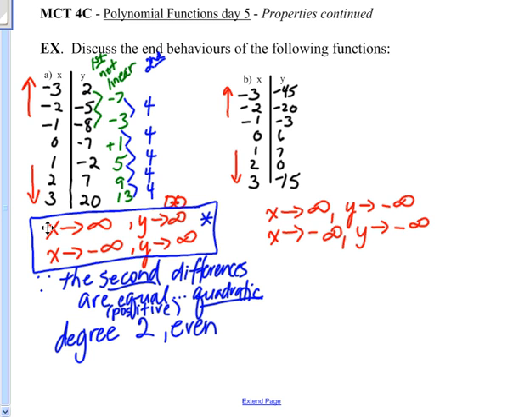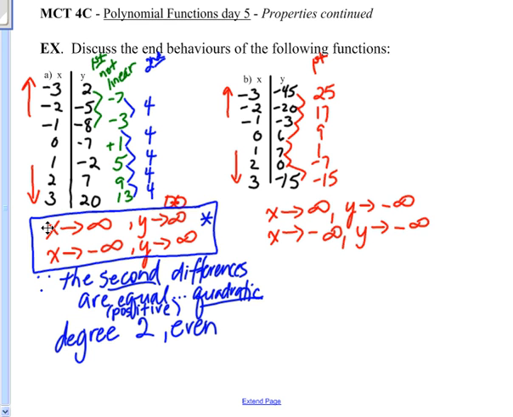This function, our first differences. Now look at each pair. Negative 20 take away negative 45 is 25. Negative 3 take away negative 20 is 17. 9, 1, -7, and -15. Those first differences are not the same. It is not a line.